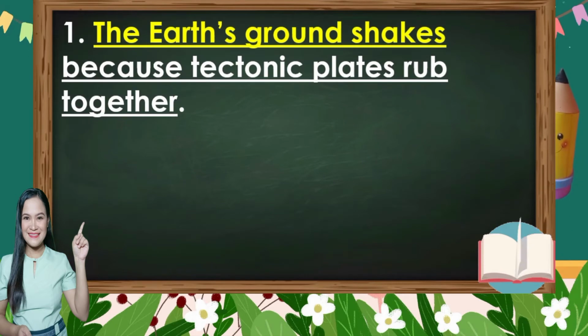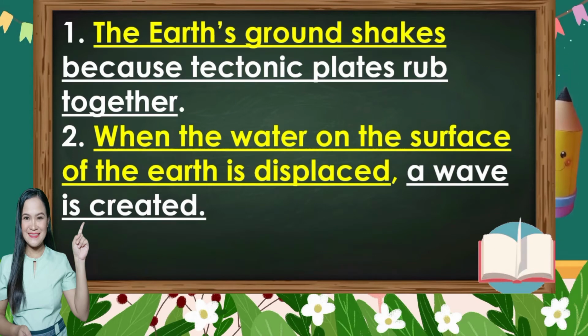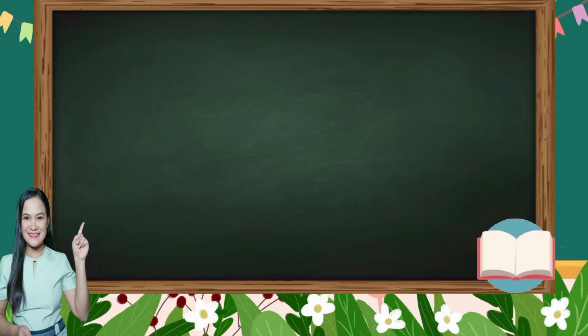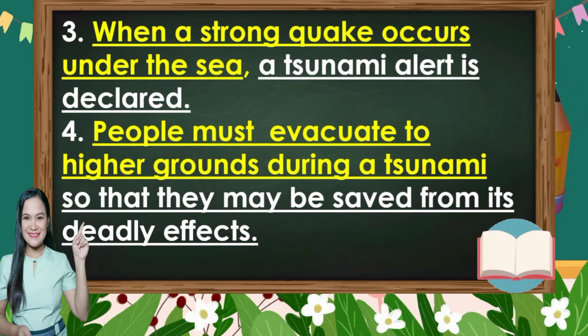Number 1. The Earth's ground shakes because tectonic plates rub together. Number 2. When the water on the surface of the Earth is displaced, a wave is created. Number 3. When a strong quake occurs under the sea, a tsunami alert is declared. Number 4. People must evacuate to higher grounds during a tsunami so that they may be saved from its deadly effects.